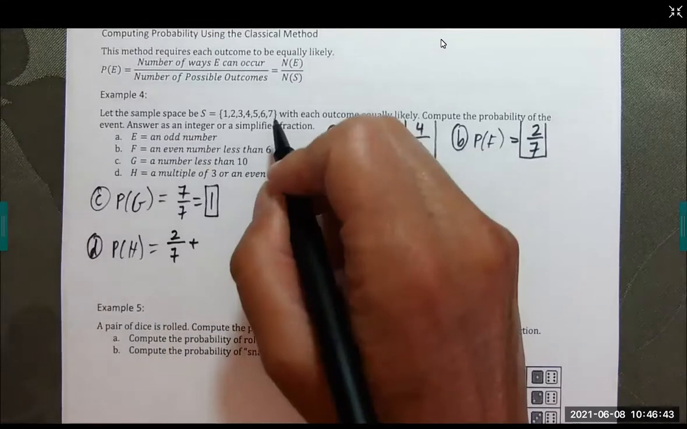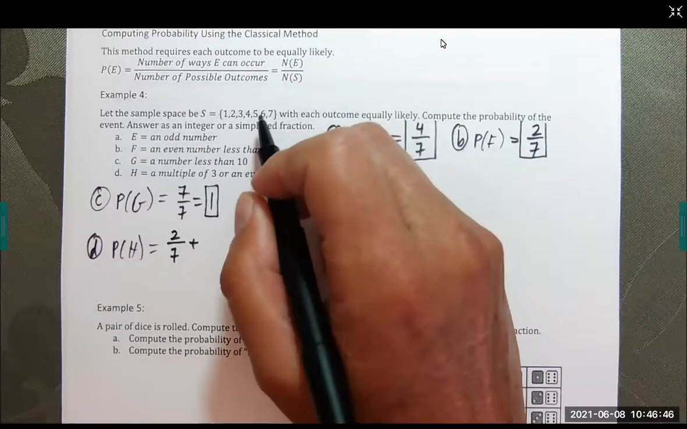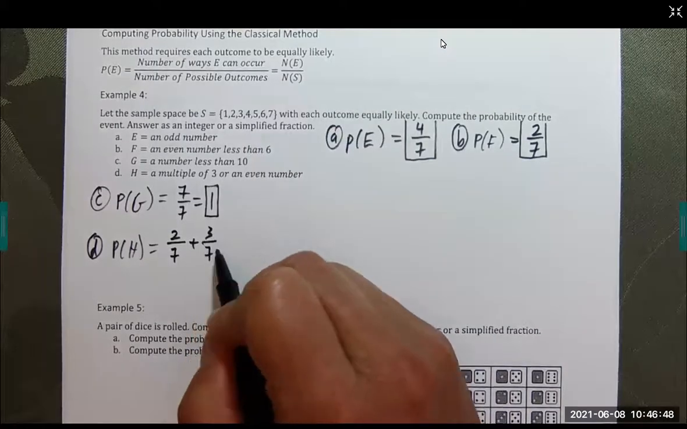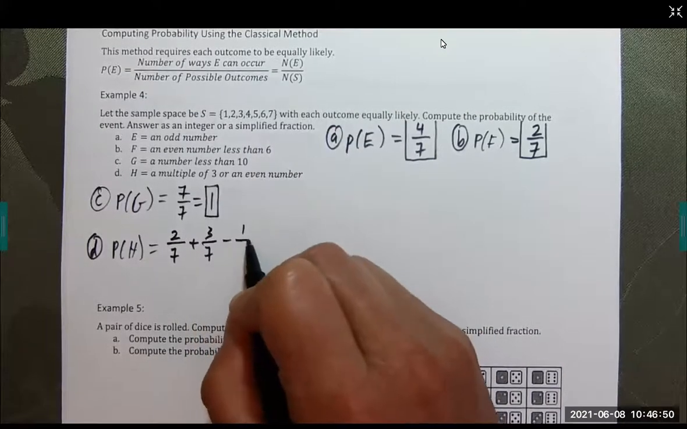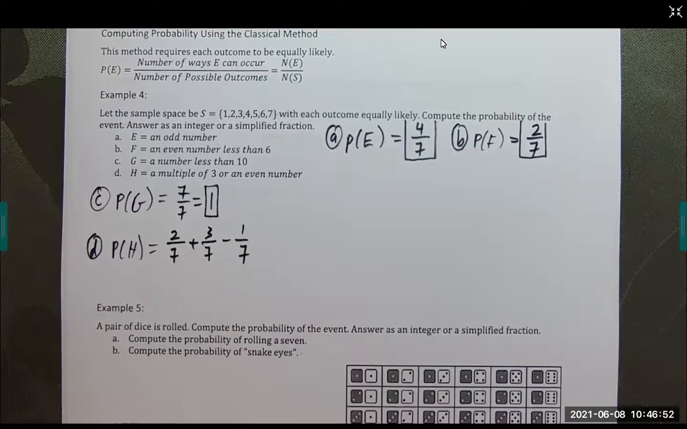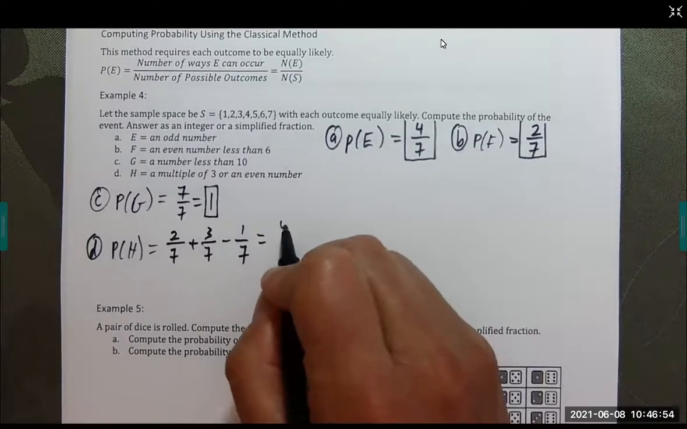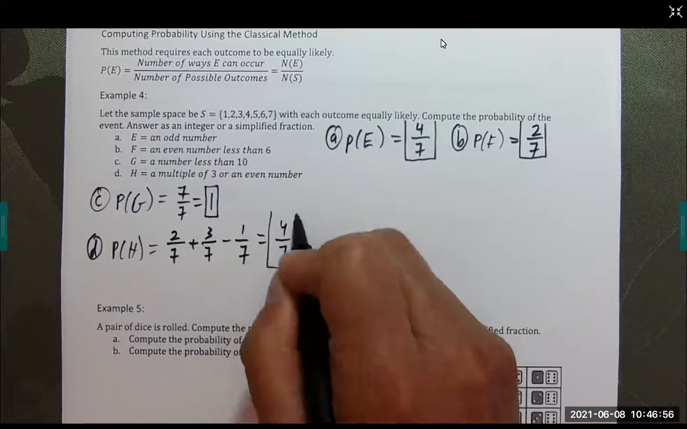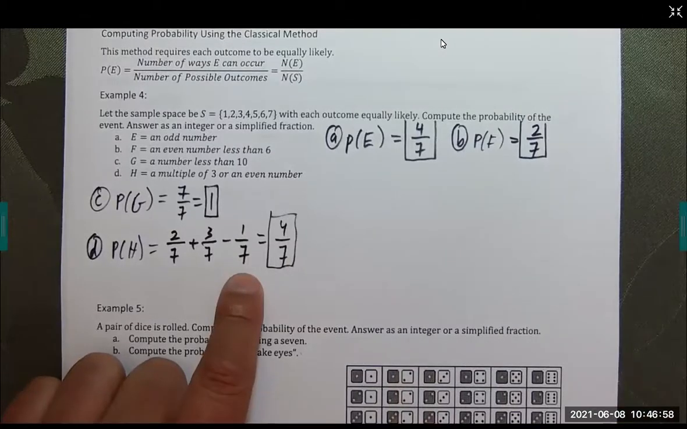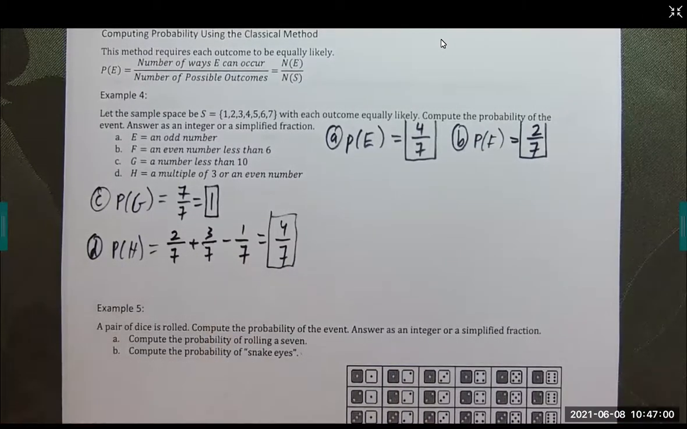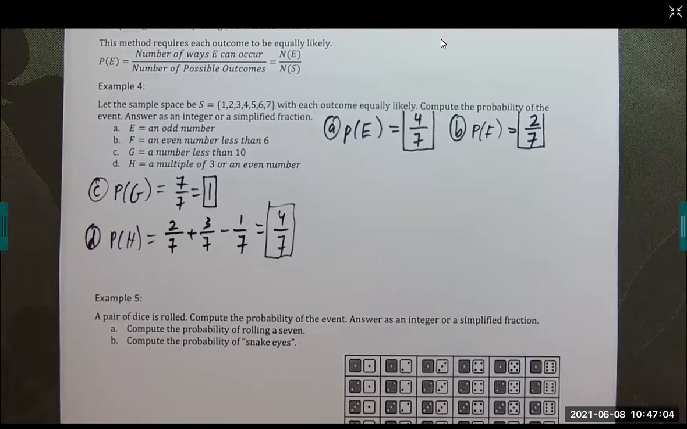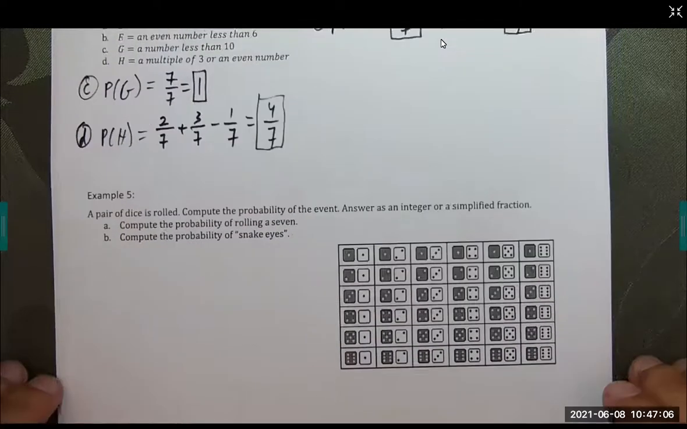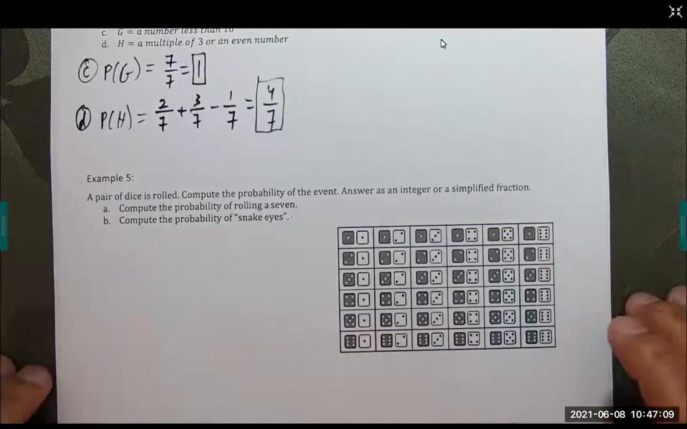There are even numbers. There's 1, 2, 3 even numbers. But I double counted the 6. That's going to give me 4 over 7. So I had to subtract off that extra one. That's going to become a rule here in just a moment. We'll talk more about that subtraction in a second.